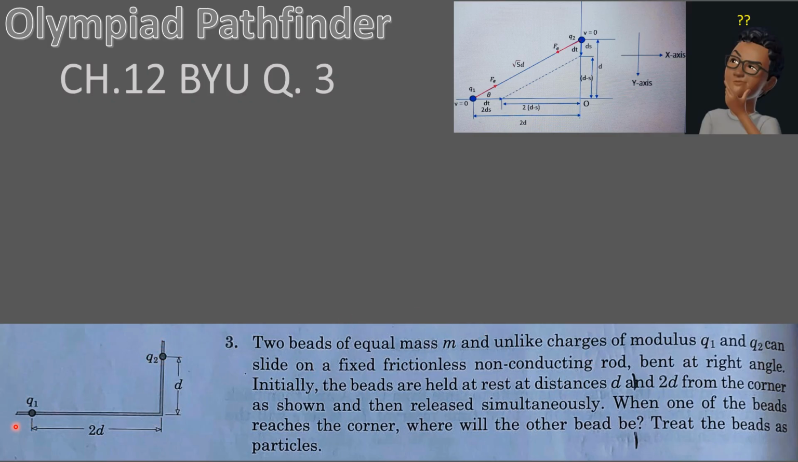And these rods are bent at right angles. Initially, the beads are held at rest at distance d and 2d distance away from the corner. Okay, so at this location, it was at rest and particle 1 was also at rest. And then released simultaneously. When one of the beads reaches the corner, what will be the position of the other bead? Let us solve this question.